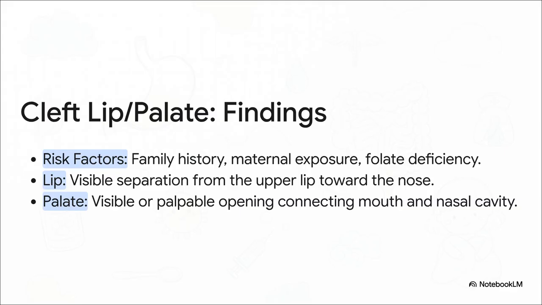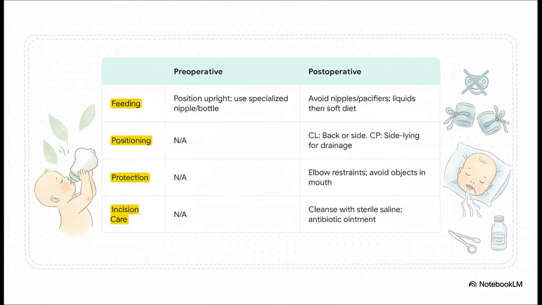So when you're assessing a newborn, these are the risk factors you're thinking about. And notice folate deficiency is on that list. That's a perfect real-world tie-in to why prenatal vitamins are so important. Physically, a cleft lip is pretty obvious, but a cleft palate, that can be hidden. And that's why a careful assessment, taking a gloved finger and gently feeling the roof of the mouth, is an absolutely critical nursing skill.